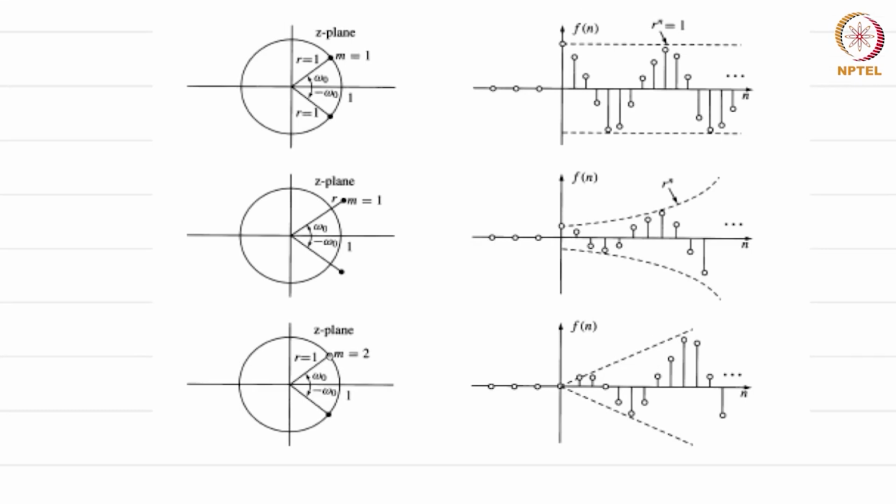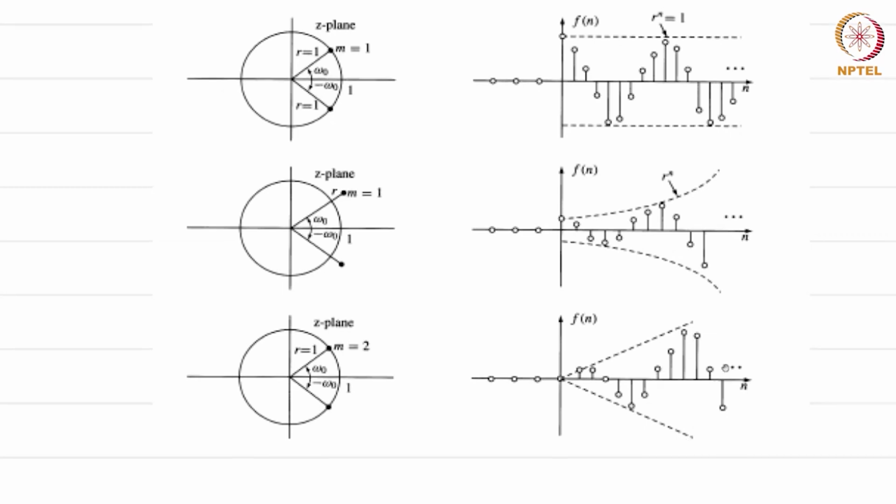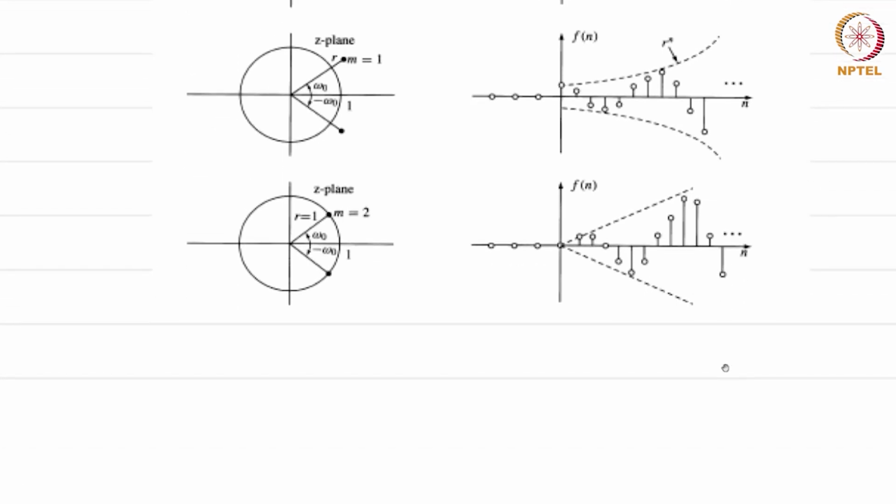And if you had second order roots on the unit circle, the envelope is still a linear ramp, but you also have oscillations. So, these give you some feel for time domain behavior versus z plane pole locations. There is nothing new, it is just a pictorial representation of all the formulas that we had seen earlier.